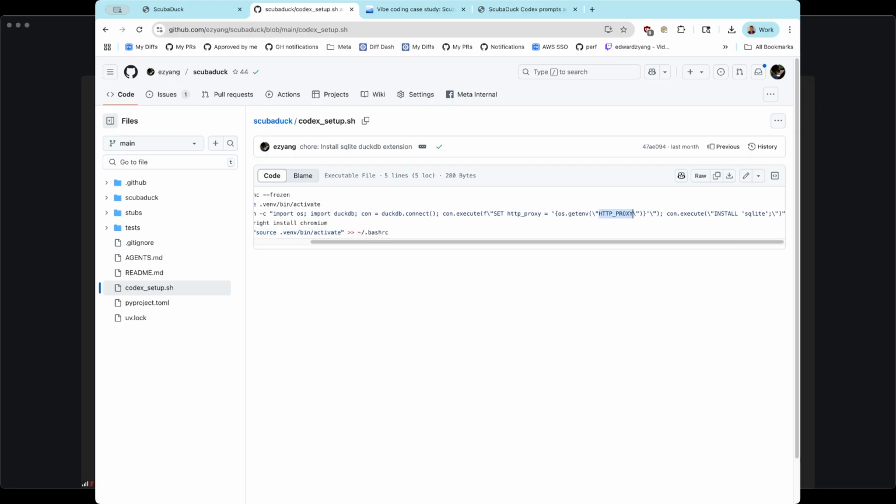This one's also funny because I need to set up the proxy correctly. And the Codex would have been hopeless at figuring this out. This was all done by hand.